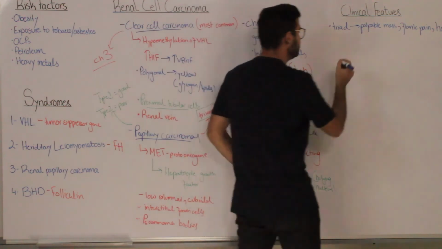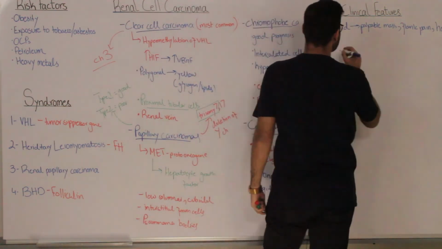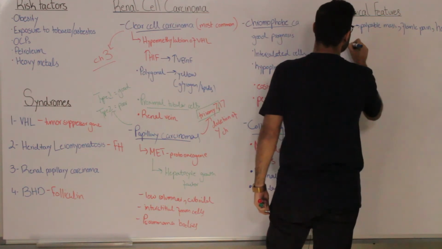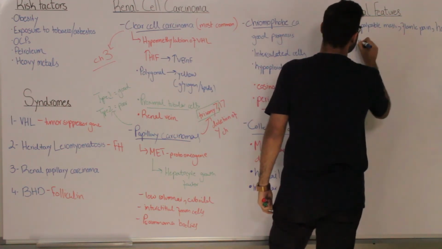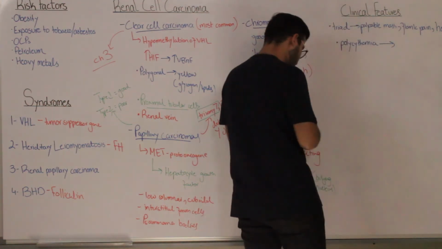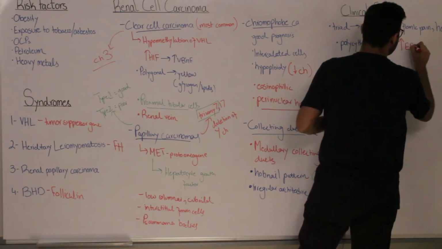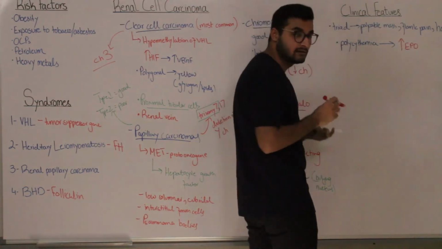So what are the symptoms that you get to see in a patient of renal cell carcinoma? The first thing would be polycythemia. Why would you have polycythemia? Because of increased amounts of erythropoietin. High amounts of erythropoietin lead to polycythemia in patients of renal cell carcinoma.